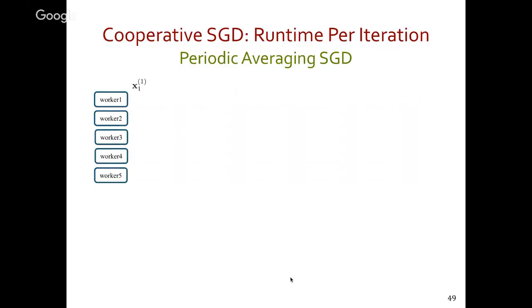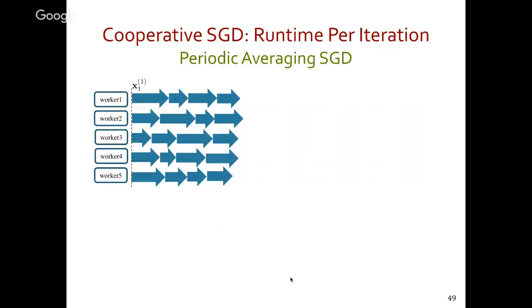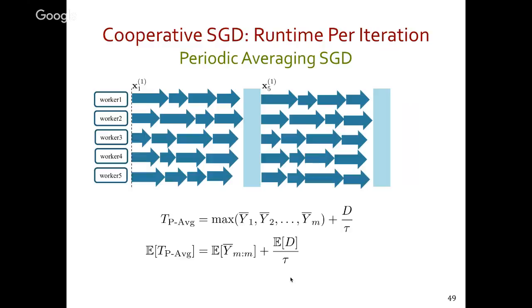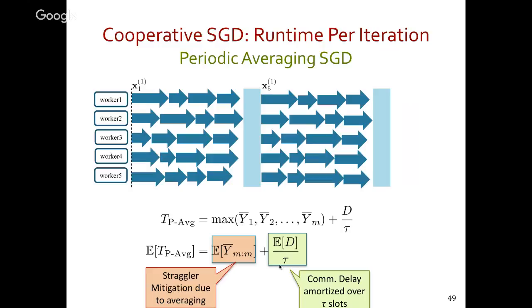Now, if we compare this to a periodic averaging SGD algorithm, where we still have a central node, but now these workers are performing tau local updates and then communicating. So as you can already see, this reduces the communication delay per iteration. And if we compute the runtime, it's given by this quantity. So the second term, E of D, gets divided by tau, the number of local updates. So the communication delay gets amortized over tau slots. But the first term is actually also much better.